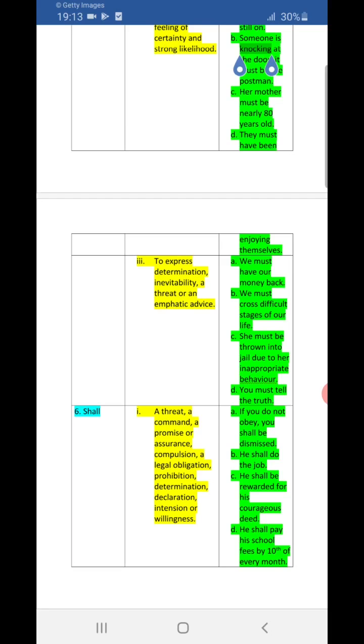Next one. Number D. You must tell the truth. So it's an emphatic advice. Definitely, if someone is telling someone to tell the truth, or you are being told by someone that you must tell the truth, then definitely it's an advice, a very good advice. And over here, literally, emphatic advice.